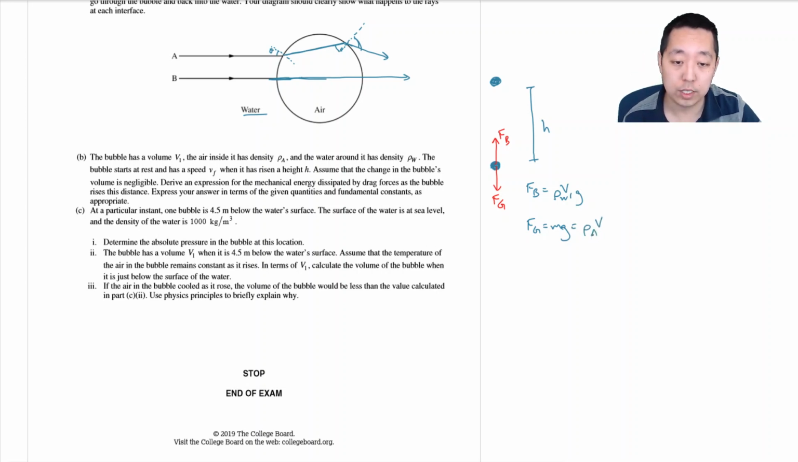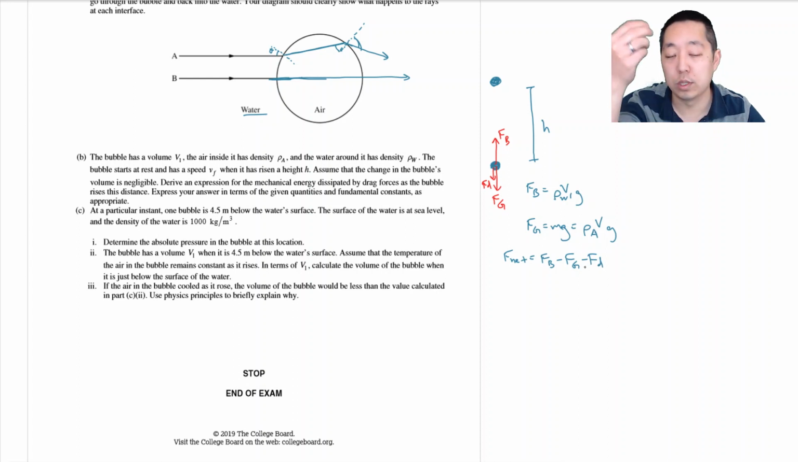But this is the density of air, right? Because this thing is made up of air, times g. So it's going to have a net force upward, because we know the bubble rises. Oh, actually, there's one more force. They said there's a drag force here. I'll call it Fd. So the net force upward is the buoyant force minus the gravitational force minus the drag force, because if it's moving upwards, the drag has got to be down.